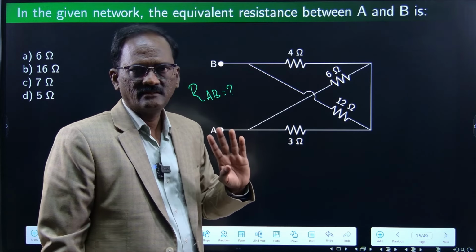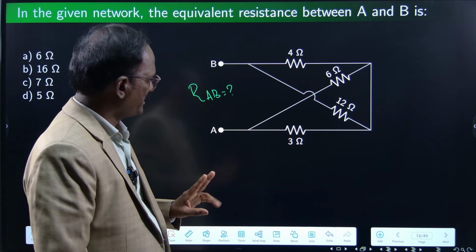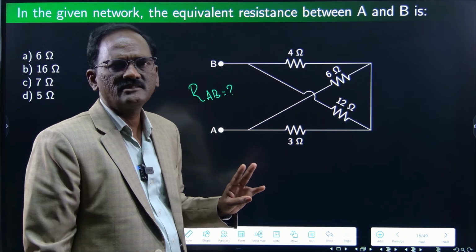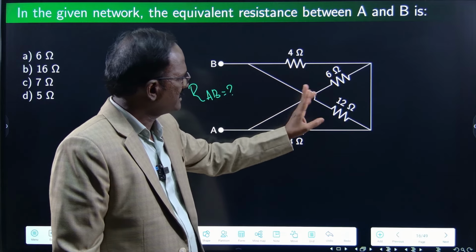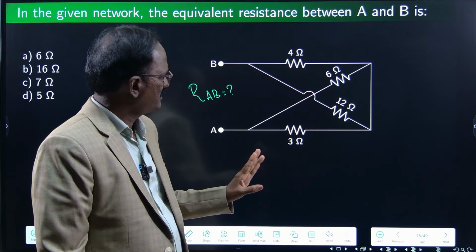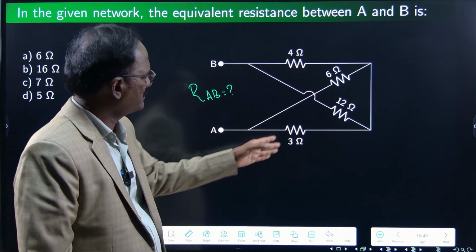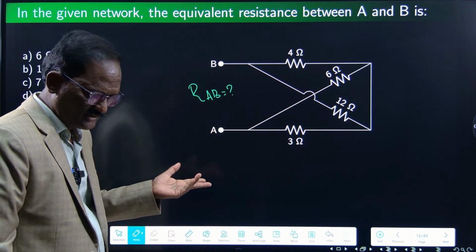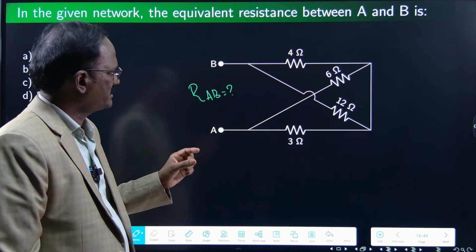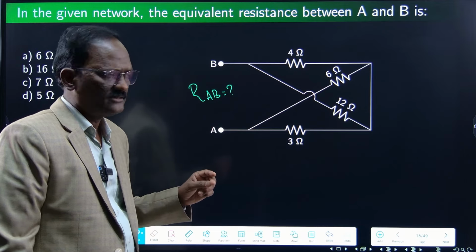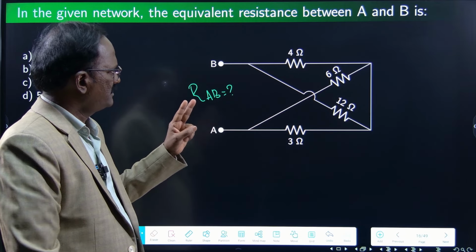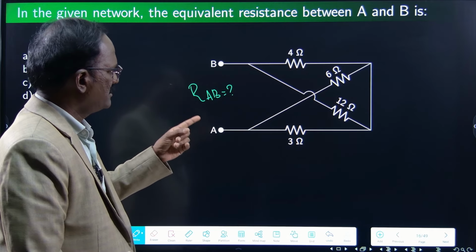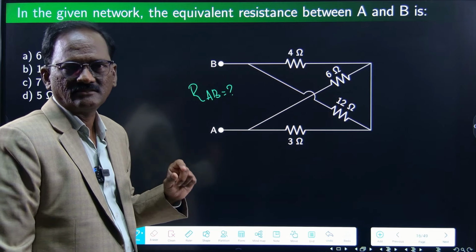4 and 6, they are neither series nor parallel. 3 and 12, they are neither series nor parallel. Similarly, 6 and 12, they are not series, not parallel. So in this circuit, you can't find any two resistors which are connected in series or in parallel. So, we have to redraw this circuit.